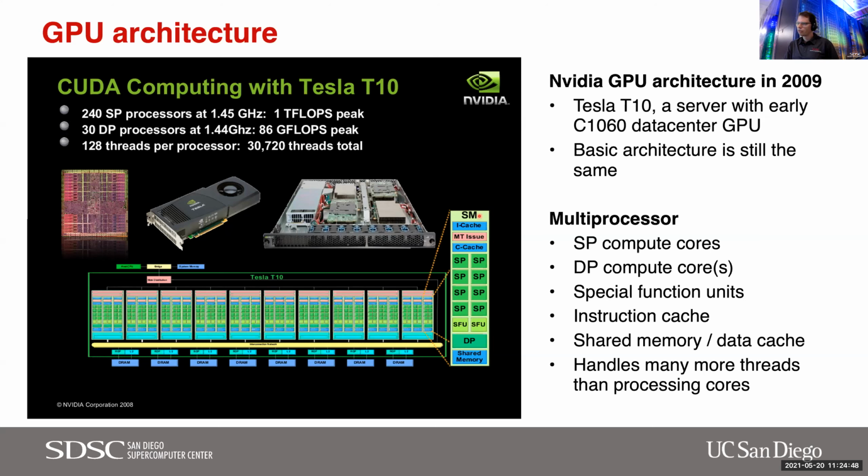And each of those GPU processors has several multiprocessors, and each of these multiprocessors has its own instruction cache and a multi-thread issuer that issues the instructions to the processors. You have the single precision compute cores, double precision compute cores, special function units, and shared memory that is shared for all those processors sitting on one of those multiprocessors. And one of the important things is this architecture can handle many more threads than processing cores, and that's one way to hide latency.